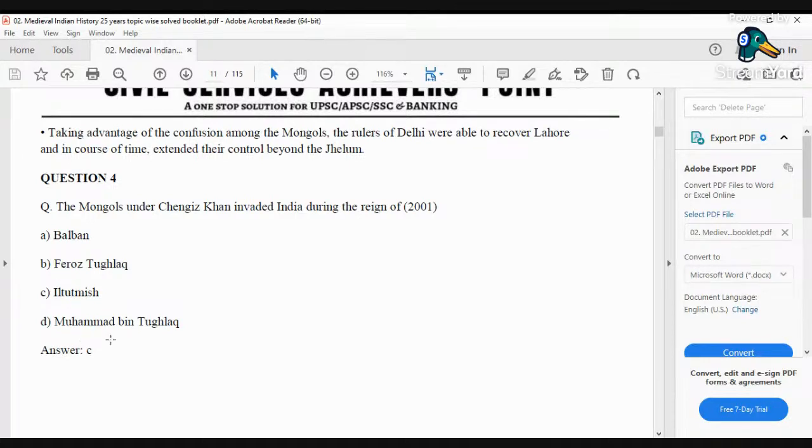Okay, Muhammad bin Tughlaq also cannot be the answer because Muhammad bin Tughlaq also belongs to the Tughlaq dynasty. And the problem of Mongols, the issue of Mongols, was not very relevant when the Tughlaqs came to power, but it was a very burning issue. It was a very relevant issue till the time of Alauddin Khilji, and Alauddin Khilji dealt with this issue in a very successful manner. Okay, so the correct answer in this case would be Iltutmish.